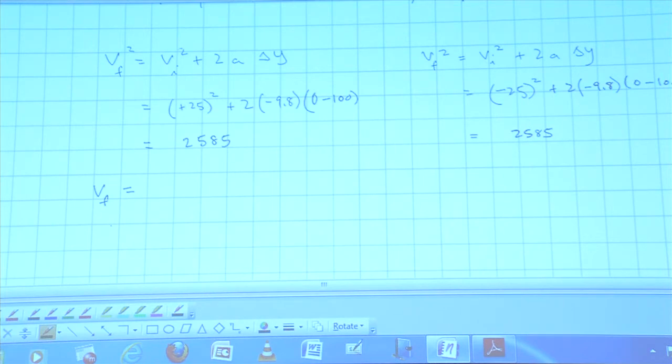So what's V final equal to? You have to be careful with this equation. What's our answer have to be? Negative. Has to be negative, right? When you take the square root, it's always plus or minus, right? You need to figure out which root you're taking. In this case, we need the negative root because we know it's going downward. And what is it? It's 50.8.